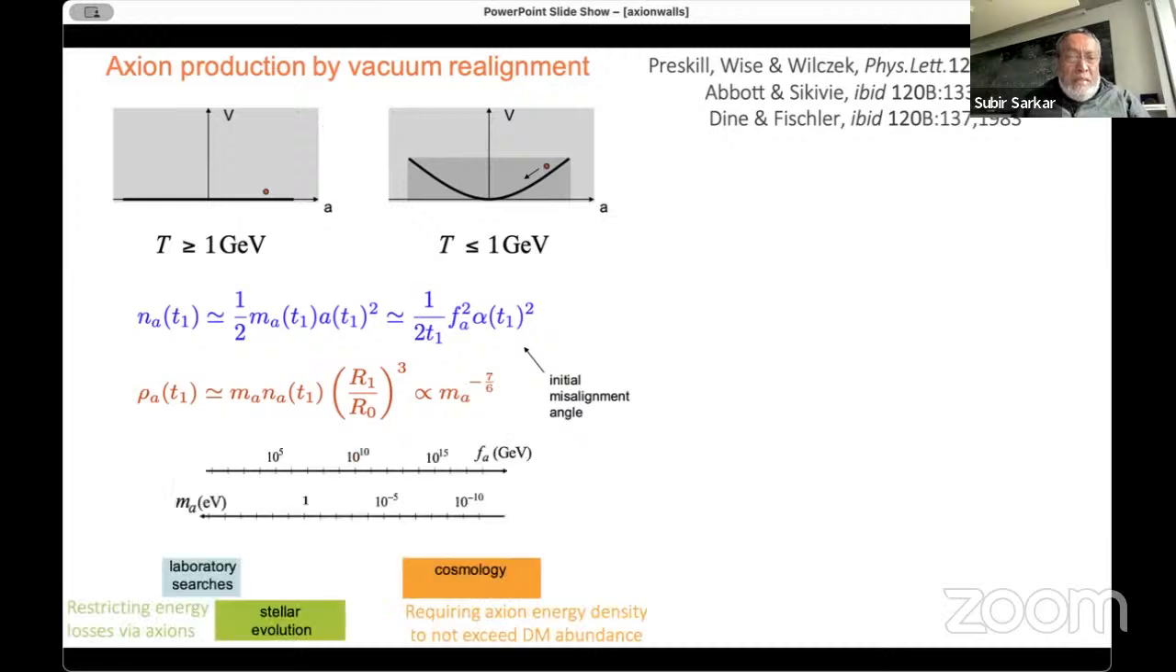Now, the argument for f_a being restricted is as indicated here. As I said, f_a is restricted from above by the requirement that dark matter should not be overproduced, and from below by stellar evolution. And the axion window that I referred to is that little gap there. And laboratory researches have mainly been focused on this region, because that was what was indicated by the early arguments.